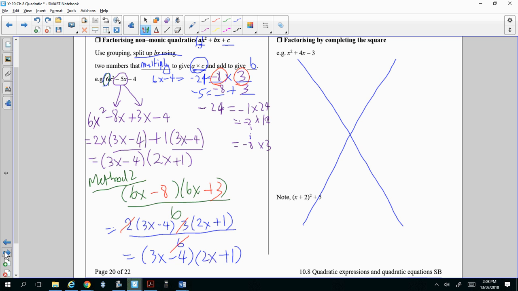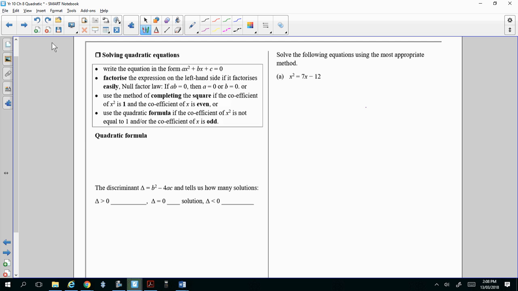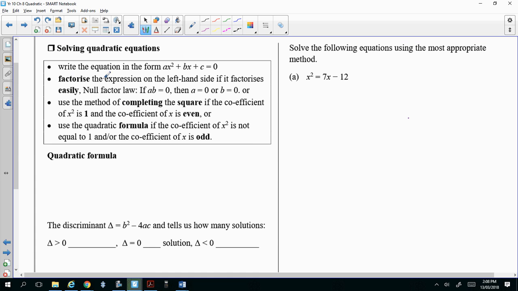Alright, we're going to solve equations. So we're going to solve quadratic equations. How do we solve quadratic equations? These are the steps. You either factorize if it's easy to factorize, or use completing square if you can't factorize and the coefficient is 1, or use the formula if the coefficient of x squared is not 1.